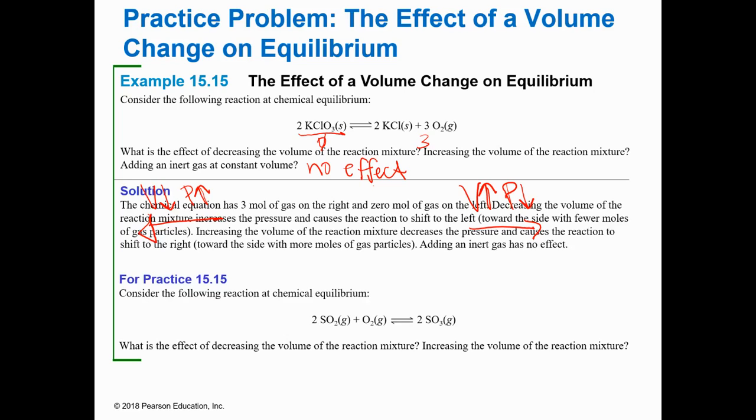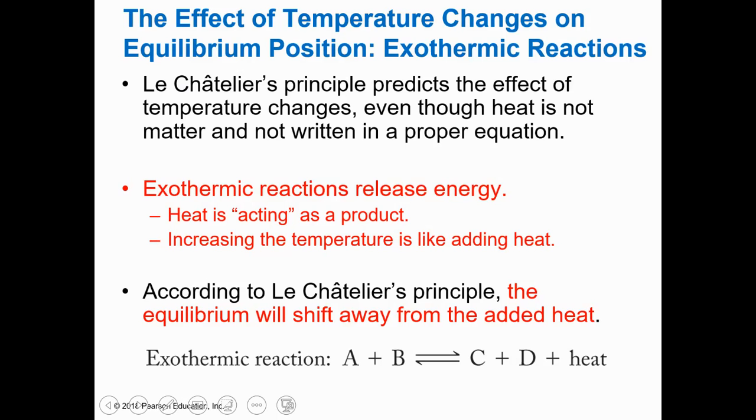Okay, looking down here, decrease volume. First thing you do, count your moles, 3 and 2. So volume goes down, pressure goes up, side of fewer particles, shifts right. Oppositely, when the volume goes up and pressure goes down, we shift to the side of more particles. Okay, so this one doesn't have a set way because you have to establish how many moles of each particle are on each side, but only the gaseous ones.